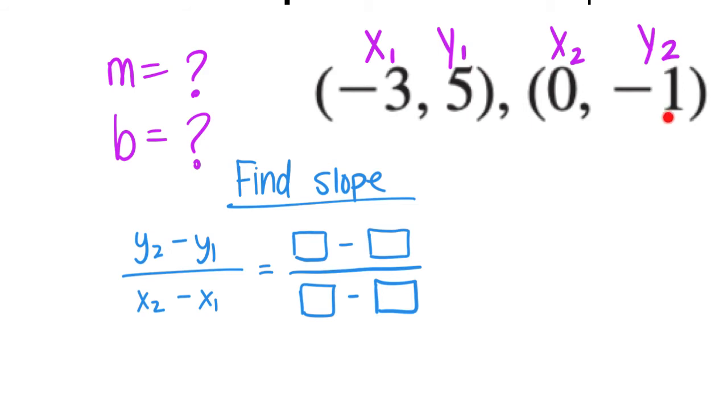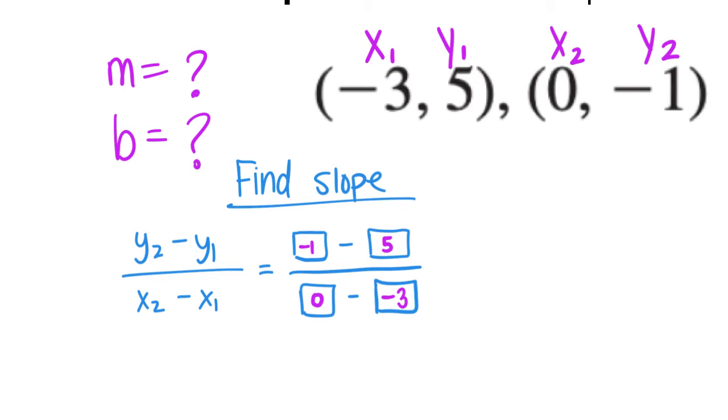And then we're just going to literally take all these numbers and put them in the boxes. So the first box should be y2, which is -1. So that's going to go in this first box here. And then minus y1, which is 5. And then on the bottom, it's x2 minus x1. So that would be 0 minus -3.